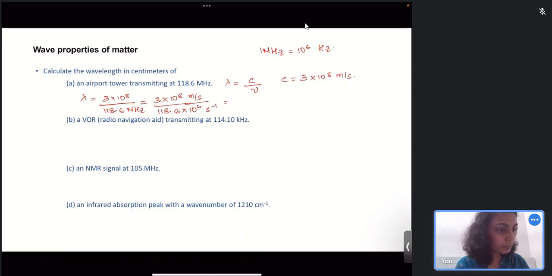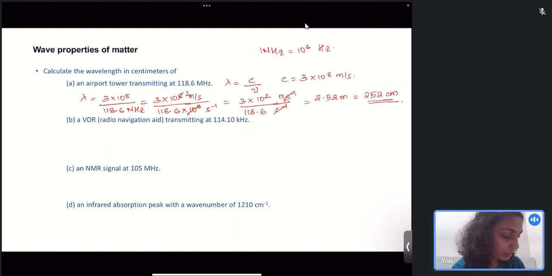When you do the math, first let's finish off the powers of 10. This will be 3 into 10 to the power 2 divided by 118.6. This is meter per second in the numerator and second inverse in the denominator, so we can cancel the per seconds. When you do the math, it comes to 2.52 meter, which corresponds to 252 centimeter.